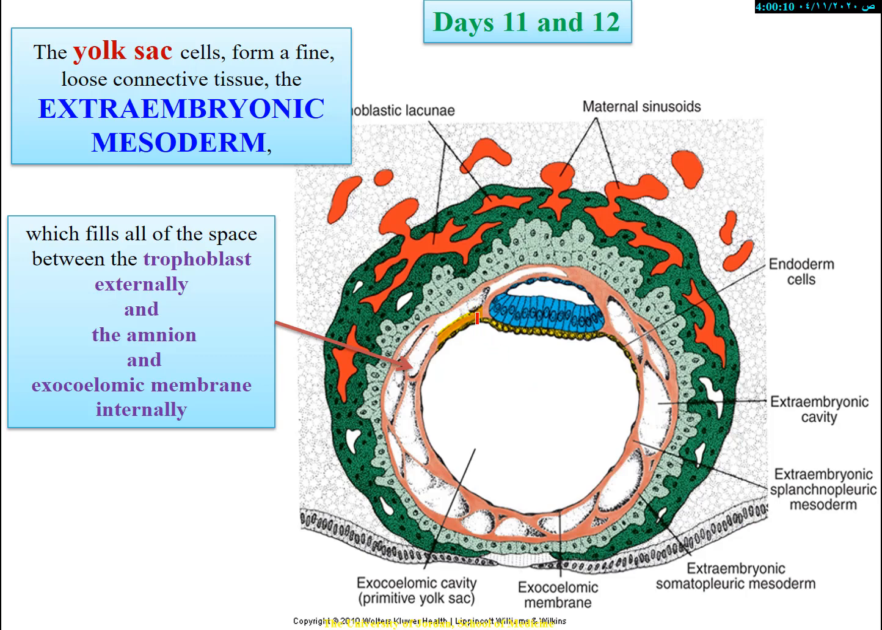So the yellow things here, the cells, they give extraembryonic mesoderm. This extraembryonic mesoderm lines all the cavity again, but it also reaches above the embryo here, above the epiblast, sorry.